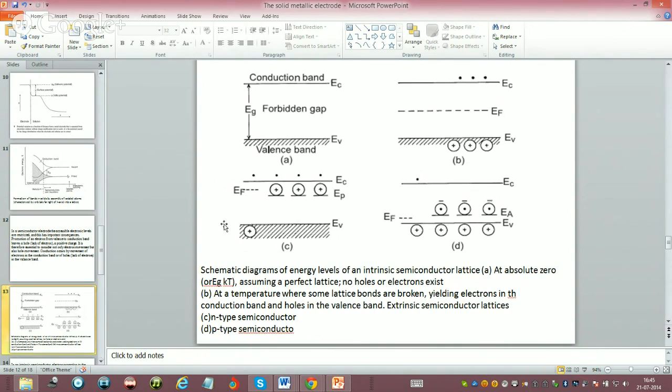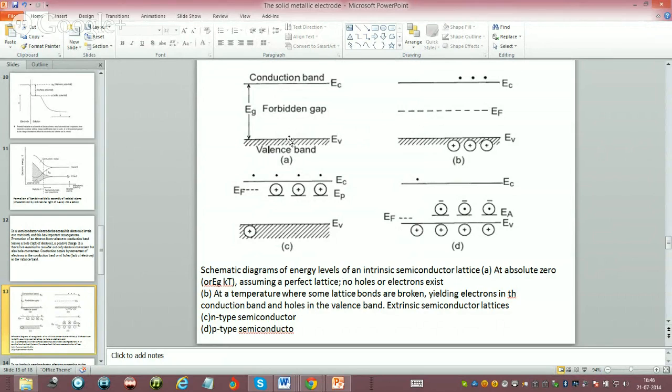So these are all the pictures that you have seen. This is the valence band. This is the forbidden gap. So in normal circumstances, this is a typical band structure of a valence semiconductor in the two-dimensional model. Please think that this is a two-dimensional model.